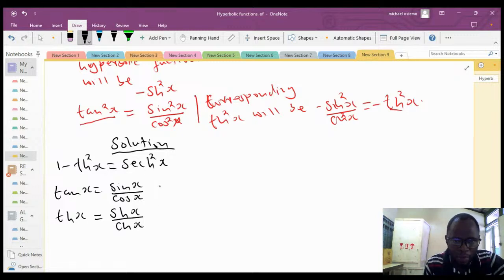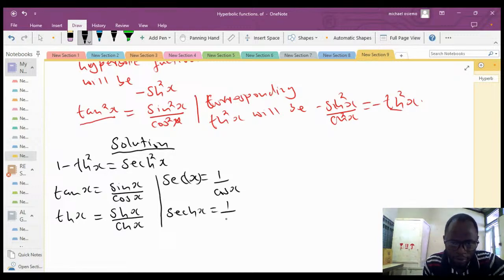Also, the sec hyperbolic. We know that sec x in trigonometry is the same as 1 over cos x. Also, the sec hyperbolic of x is equal to 1 over cos hyperbolic of x. So you can see there is a kind of relation, so I want us to substitute. Remember our aim is to show that 1 minus tan hyperbolic squared of x is equal to sec hyperbolic squared of x.